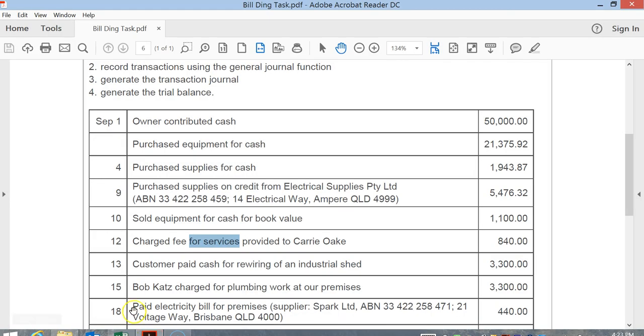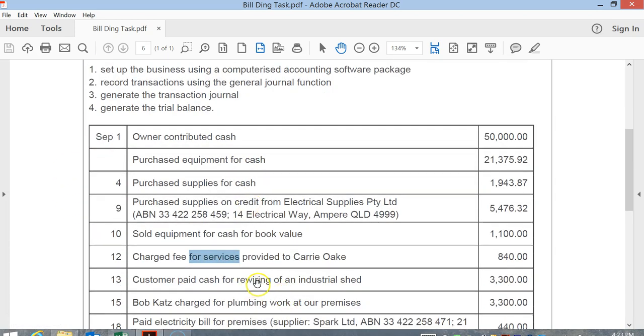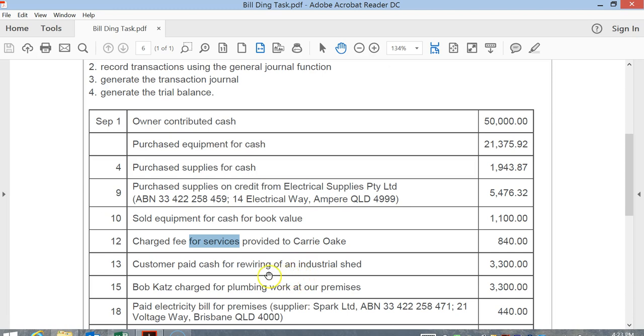Next transaction. Customer paid cash for rewiring of industrial shed. Okay, so a bit of a vague question for those of you who can't put two and two together, that it is an electrical business, and rewiring of an industrial shed is an electrical business performing services. So essentially it's service fees revenue.